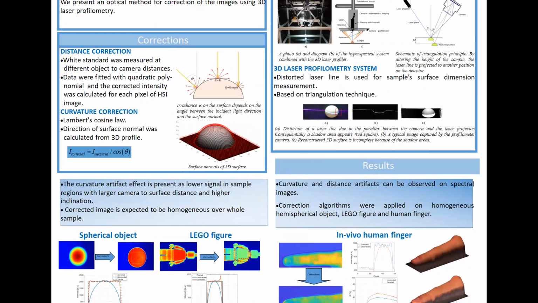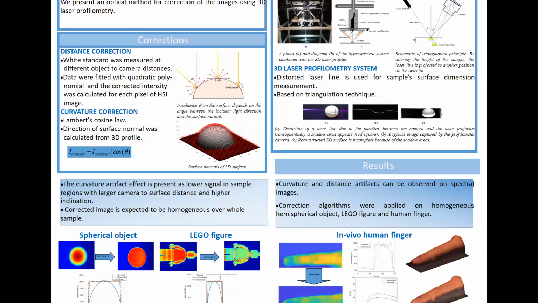In our study, we use distance and curvature correction. Distance correction is used because the inverse square law states that the irradiance from an isotropic point source varies inversely with the square of the source distance. We measured a white standard at various object-to-camera distances and fitted the data in every separate pixel with a quadratic polynomial. The corrected intensity was calculated based on the height of the sample for every pixel of the hyperspectral image.